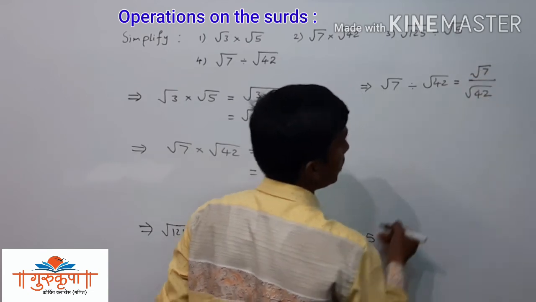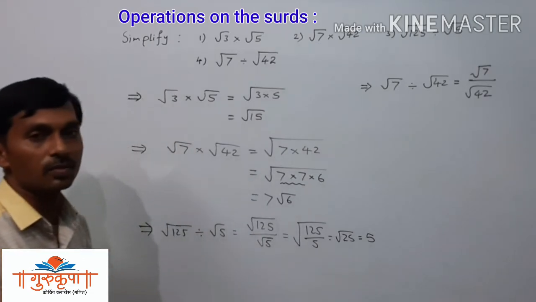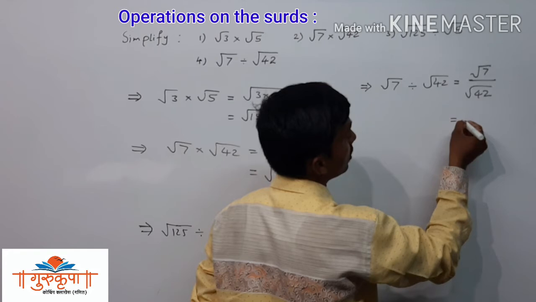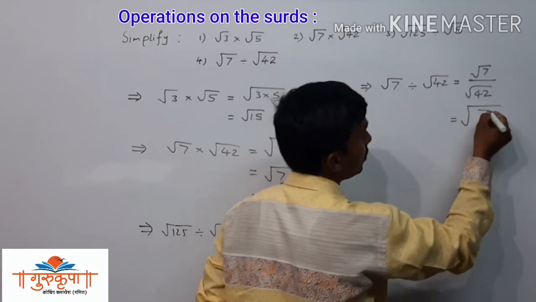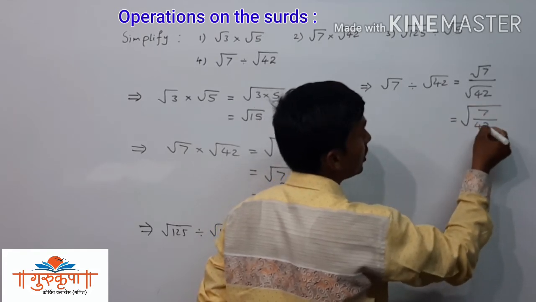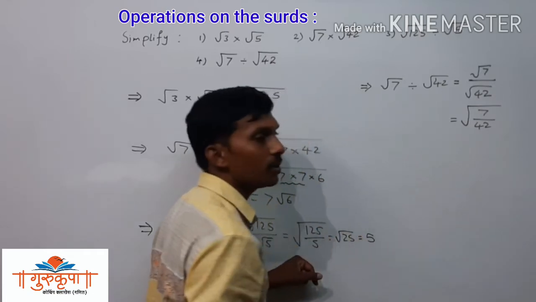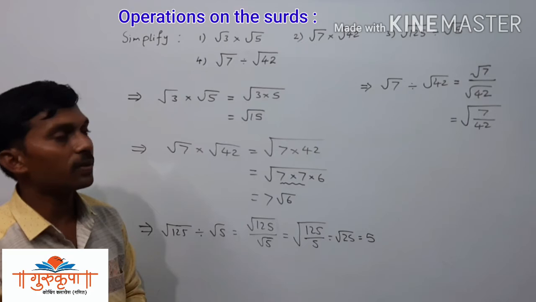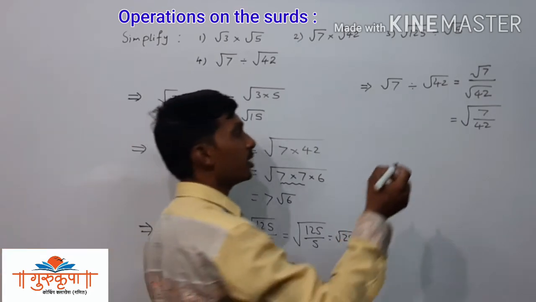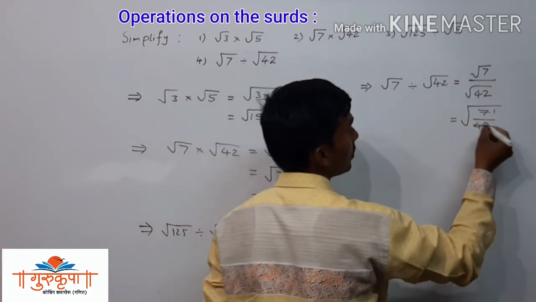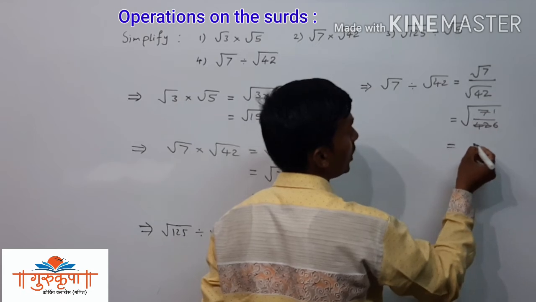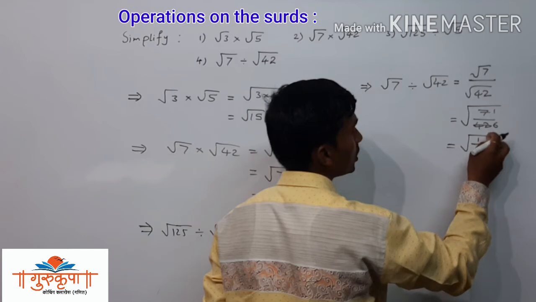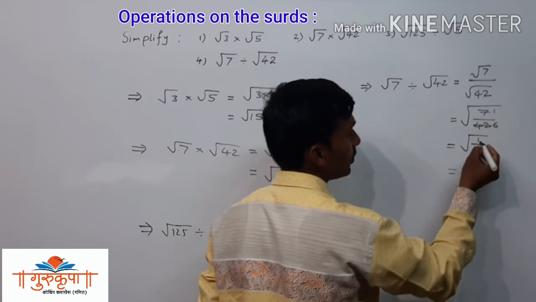First we will write them into the numerator denominator form, and now we will put them into the single radical sign, that is square root of 7 upon 42. Here 7 1s are 7, 7 6s are 42. So the final answer is square root of 1 upon 6.